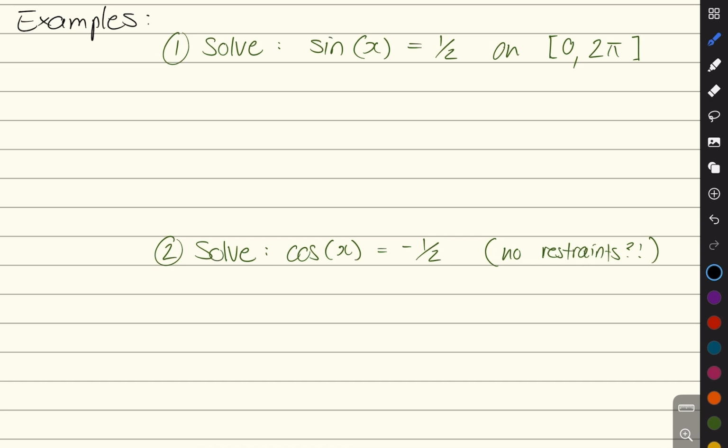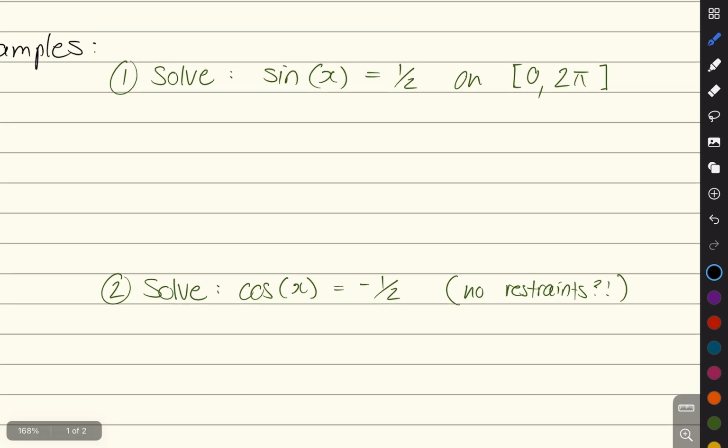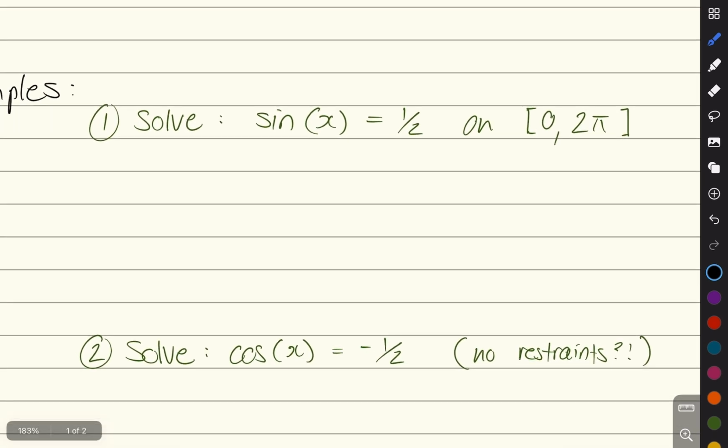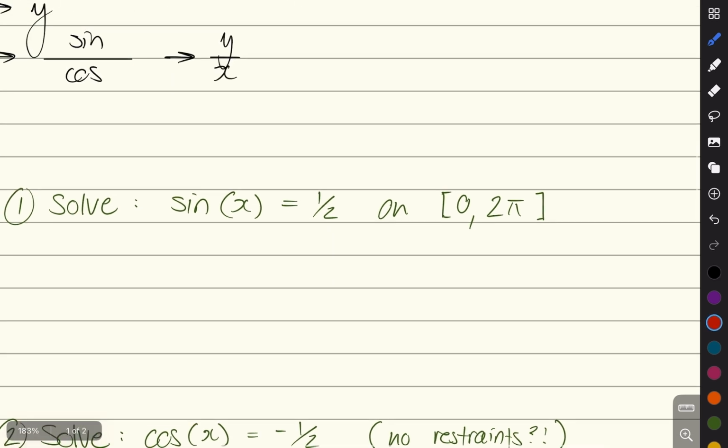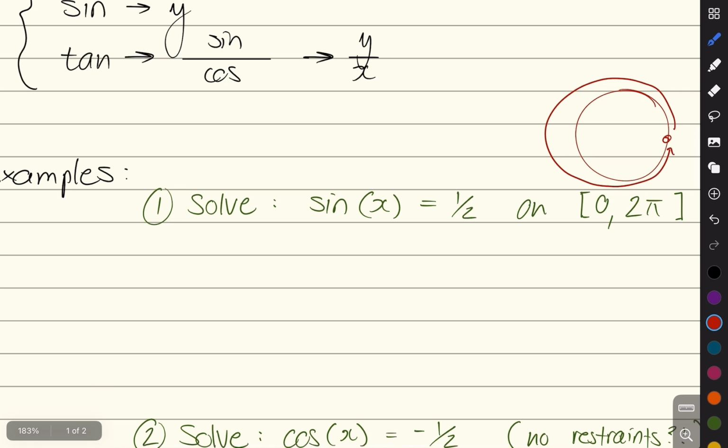Now let's work on some examples. So, in problem 1, we're asked to solve sine of x equals 1/2, given the boundary between 0 and 2 pi. So from this boundary, we know that we start at 0 and we go all the way around the circle back to 2 pi. So it's only one revolution around the unit circle. And so we have to ask, where is sine equal to 1/2 on the unit circle?